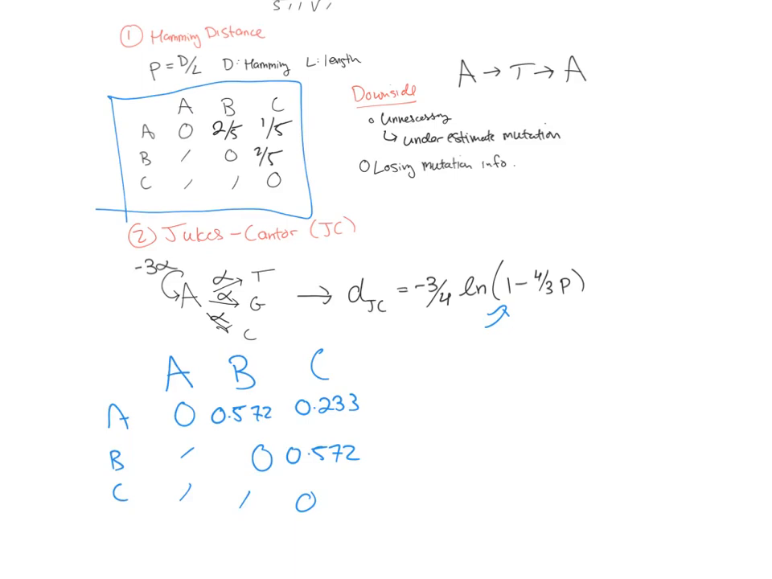So I had 2 downsides earlier. I fixed one of them, and I still need to fix the other one. What's the one that I still need to fix? What problem do we still have with Jukes-Cantor?